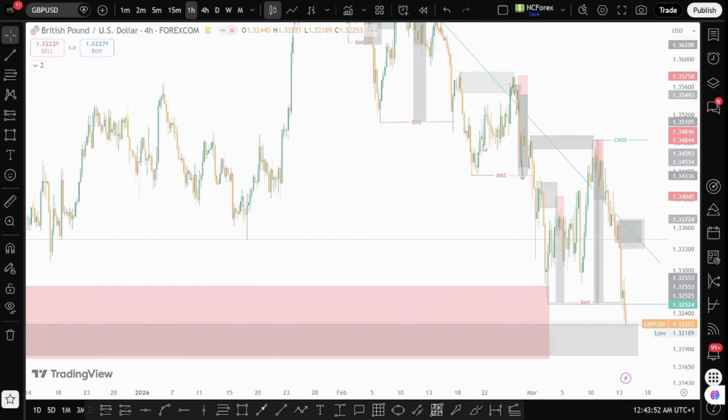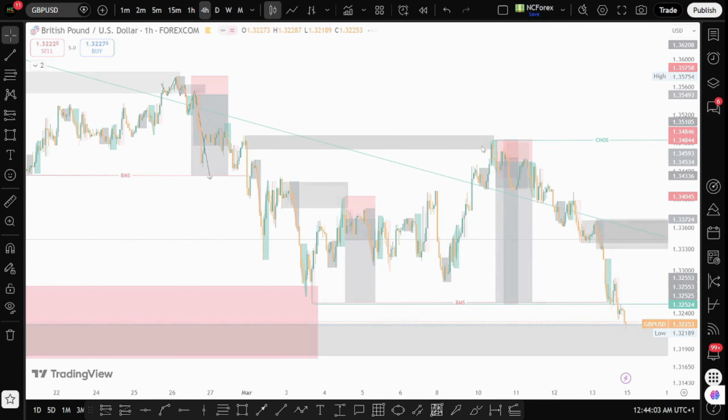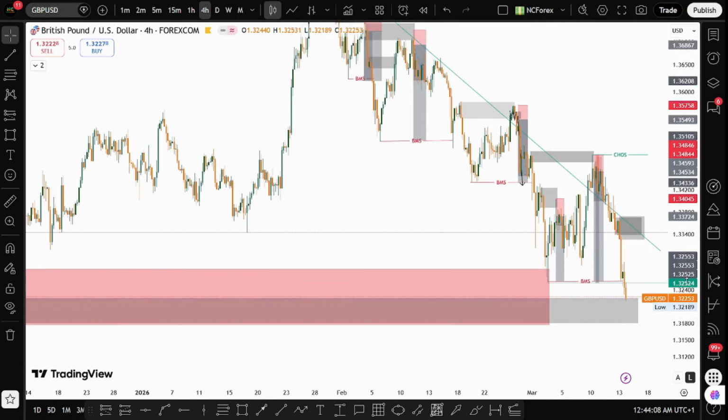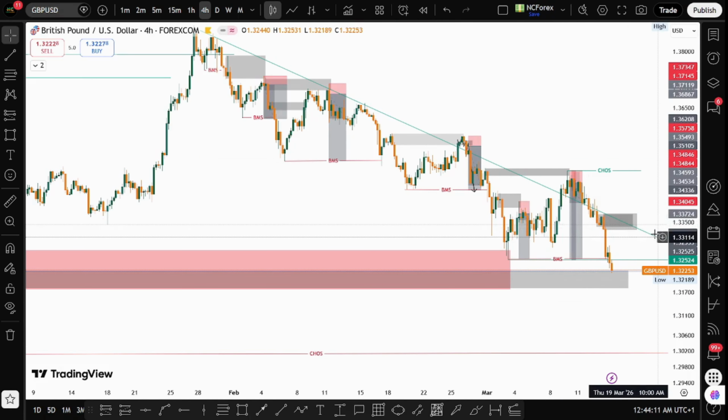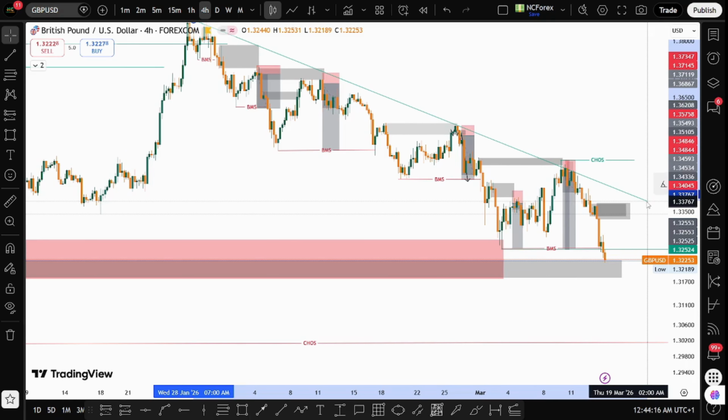Now, let me move down to the 1 hour time frame. As you can see, we had our order block. Price broke that trendline to mitigate our order block, and price moved back to the downside. Still on the 4 hour time frame, we had this order block massively unmitigated. Price moved to the downside after the mitigation, and that was massive.